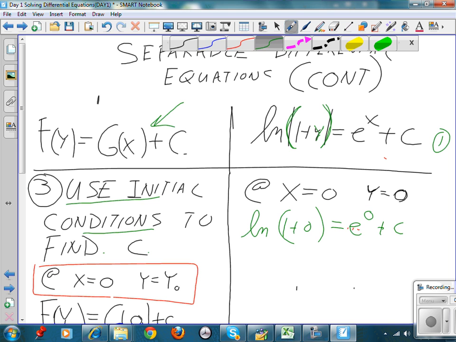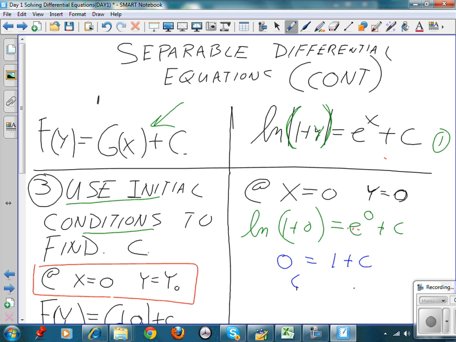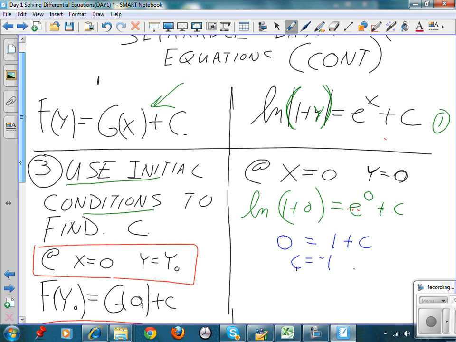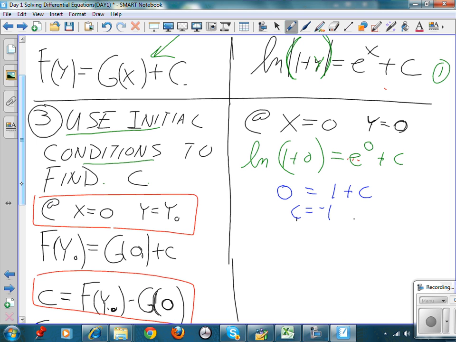This is just going to be 0 is equal to, well, e to the 0 is 1 plus c, which means what? That means c is equal to negative 1. Okay, so I've solved for c. C is equal to negative 1. So now I've got the natural log of 1 plus y is going to be equal to e to the x minus 1.